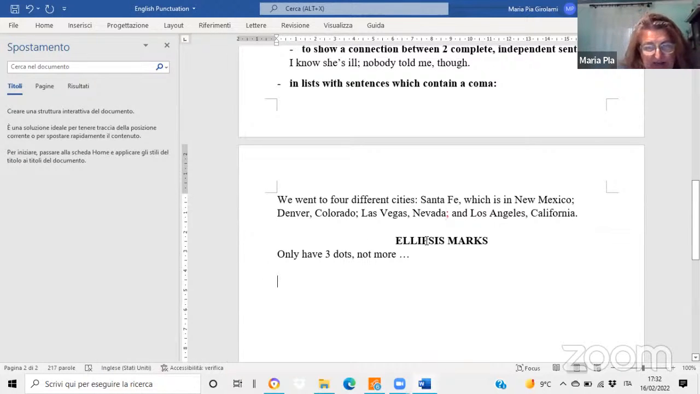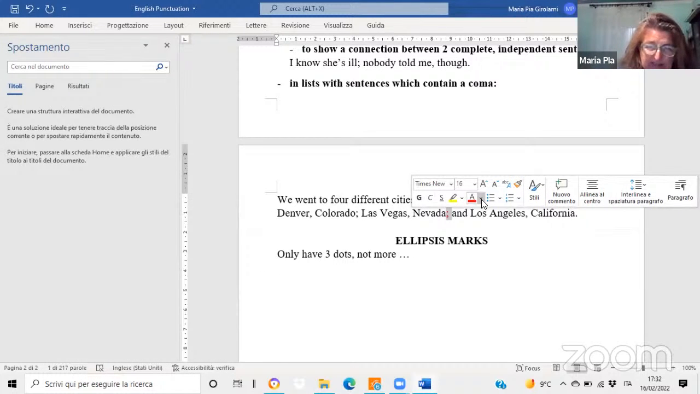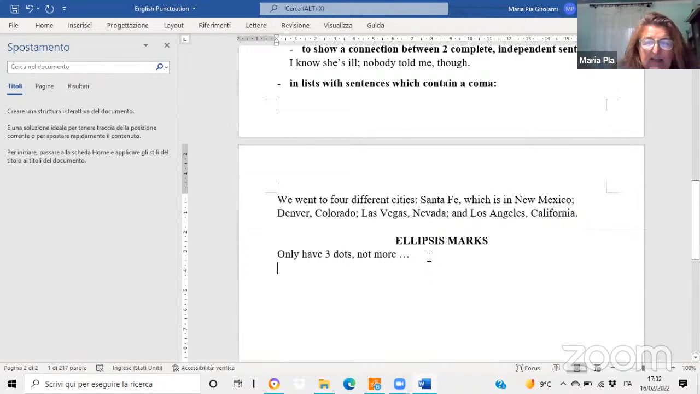And finally, another very common mistake, not very serious again, but again, better not doing it: the ellipsis marks. They have 3 dots, not 4 or 5 or 6. Okay, so 1, 2, 3.